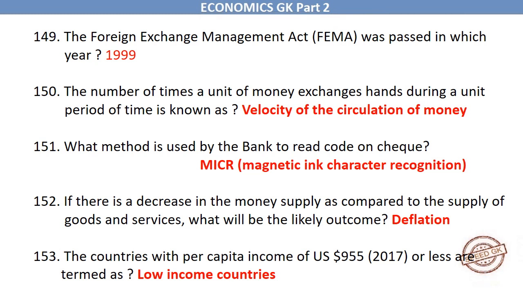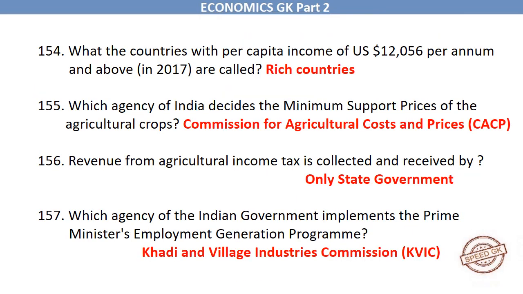The countries with per capita income of US $955, 2017, or less are termed as low-income countries. What the countries with per capita income of US $12,056 per annum and above in 2017 are called? Rich countries. Which agency of India decides the minimum support prices of the agricultural crops? Commission for Agricultural Costs and Prices, CACP.